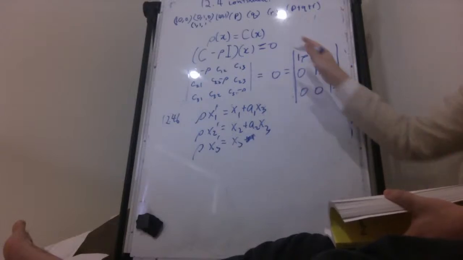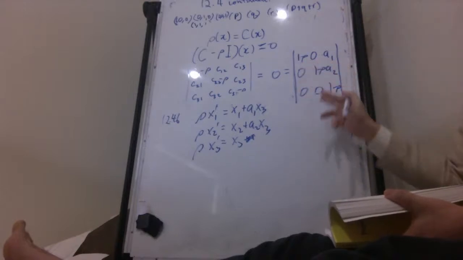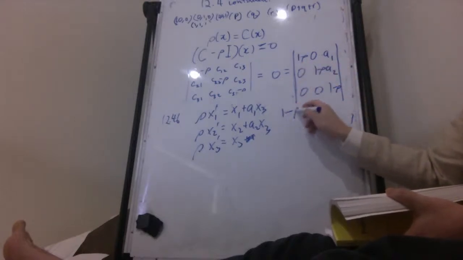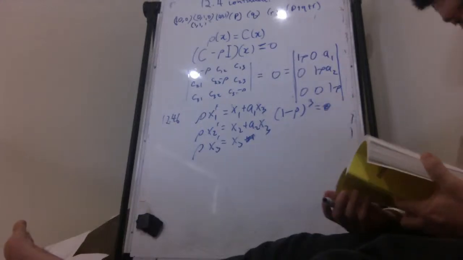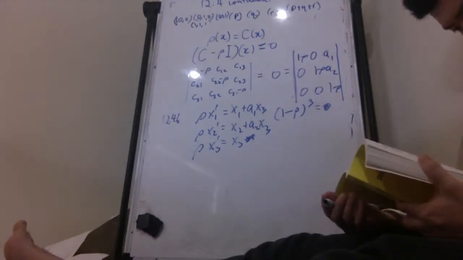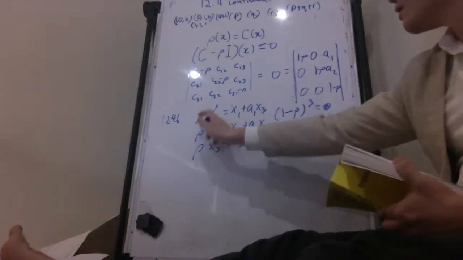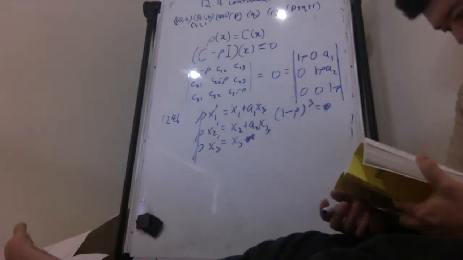So again, the determinant is just the product of the diagonal entries, because of the zeros here. You can try it. You get 1 minus rho cubed equals 0. Okay, and this is supposed to end up as an elation. So that means all the rhos have to be 1, okay? We're assuming A1 and A2 are not both 0.